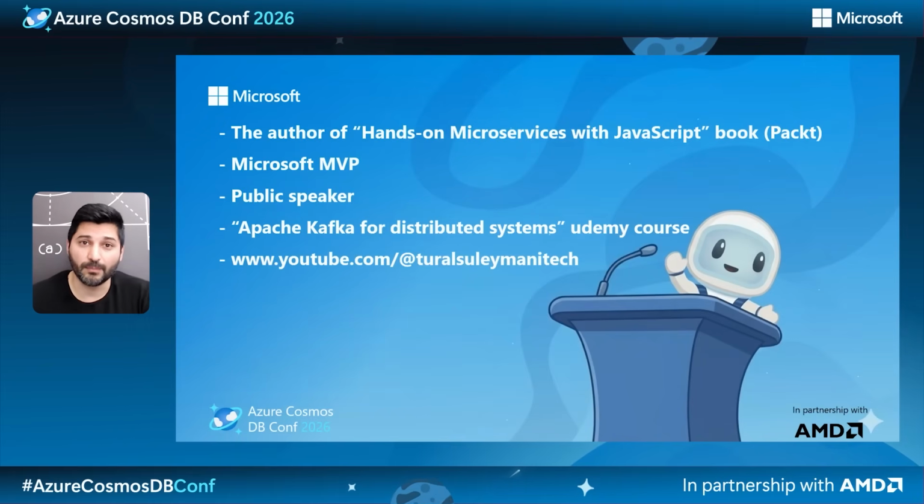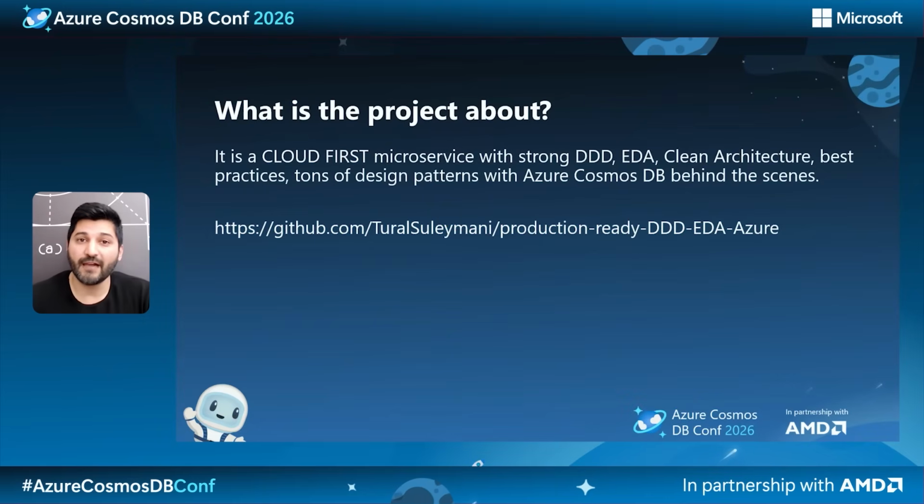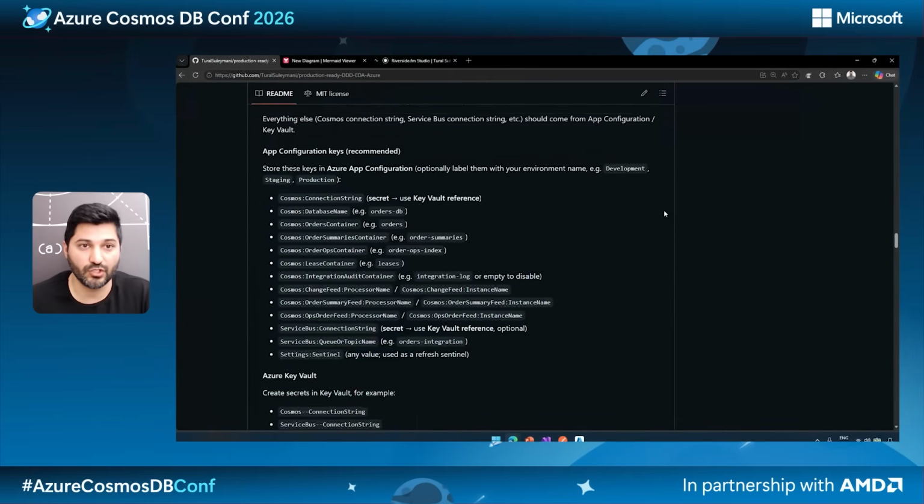What I have prepared for you today, I don't like to have presentations. And actually, I know that software developers learn from the code rather than presentations. That's why before our talk, I've created a GitHub repository called Production Ready DDD EDA Azure. You can find it at https://github.com, Tural Suleymani, Production Ready DDD EDA Azure. This is our source code. Let's switch to our source code.